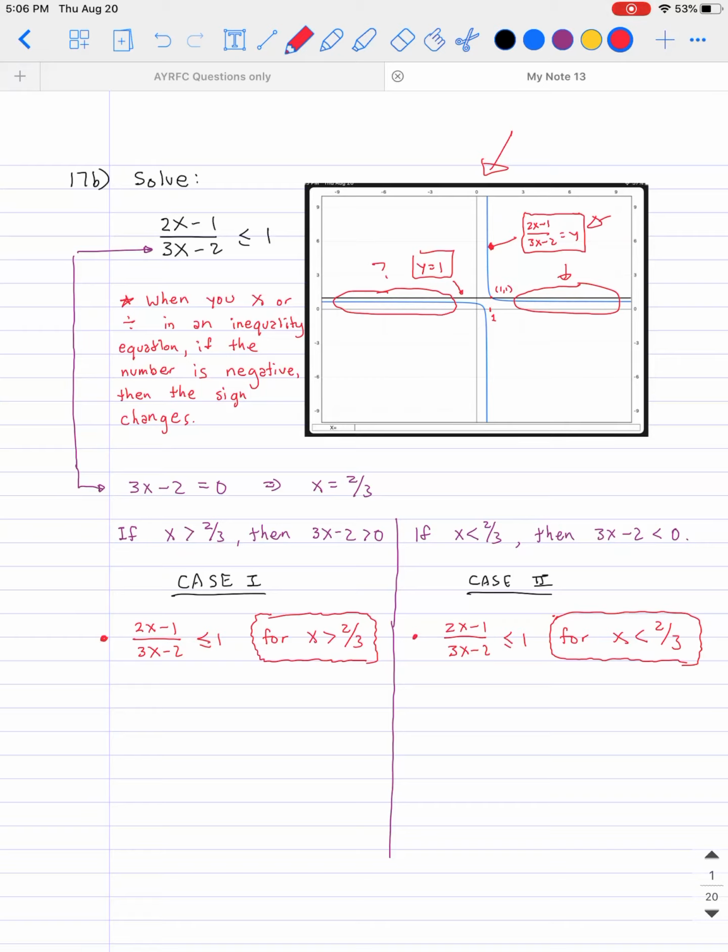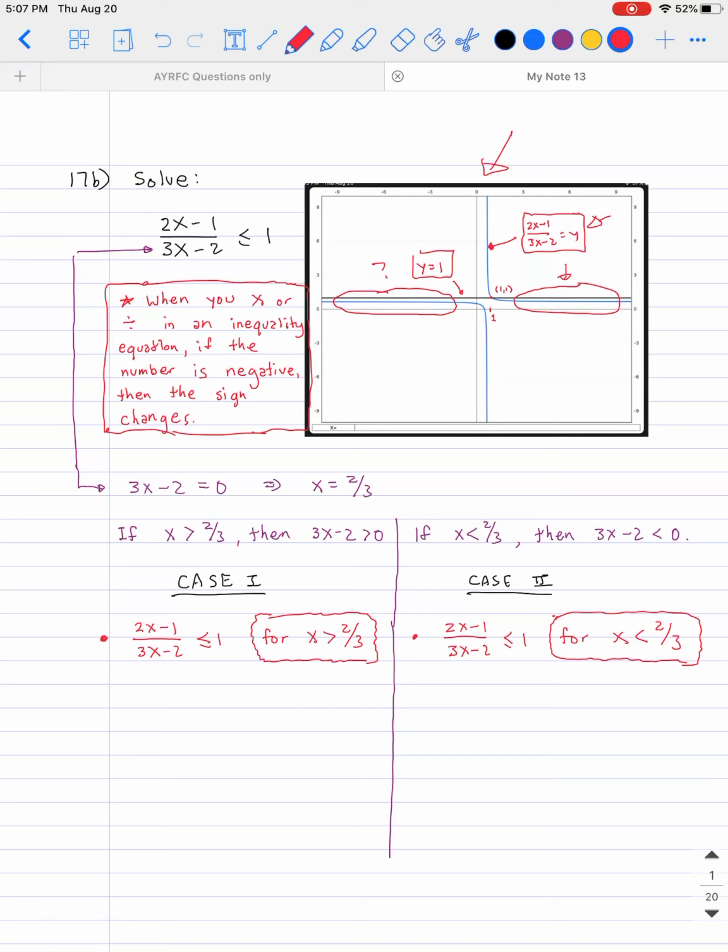The one thing that you have to remember is this rule of thumb that we're going to have to use. Whenever you multiply or divide an inequality by a negative number, that means the sign changes. So if I have an inequality and I multiply by -7, then the inequality is going to switch to the opposite direction. Or if I divide by -3, the same thing happens. This is a rule from Algebra 1, so hopefully by now you guys remember that one.